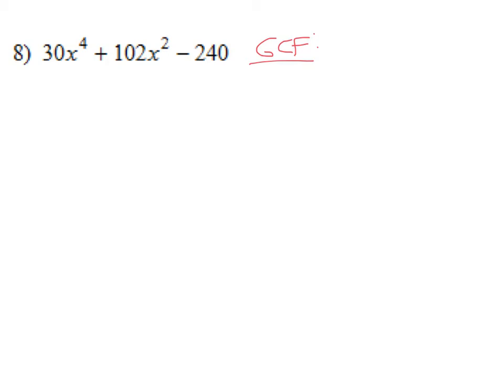Let's see here, 30, 102, and 240. If you use your calculator, see what number goes into all three of those numbers. 6 turns out to be the biggest number. Just by taking out the 6, it's going to make these numbers a lot smaller and easier to work with. So I'm going to take out the 6 and put the parentheses. Line this up, so I have this plus, and this minus becomes a minus. 6 times what number gives me 30x to the 4th? That's going to be 5x to the 4th.